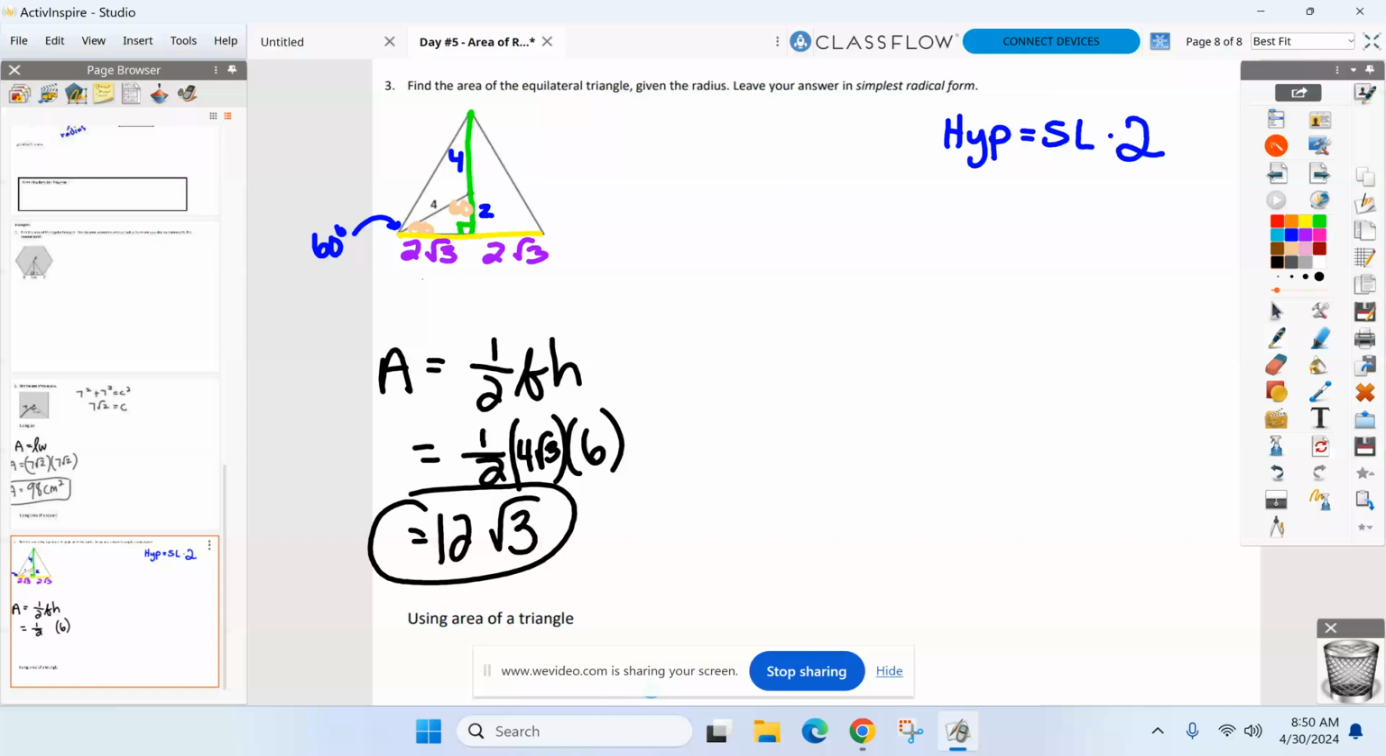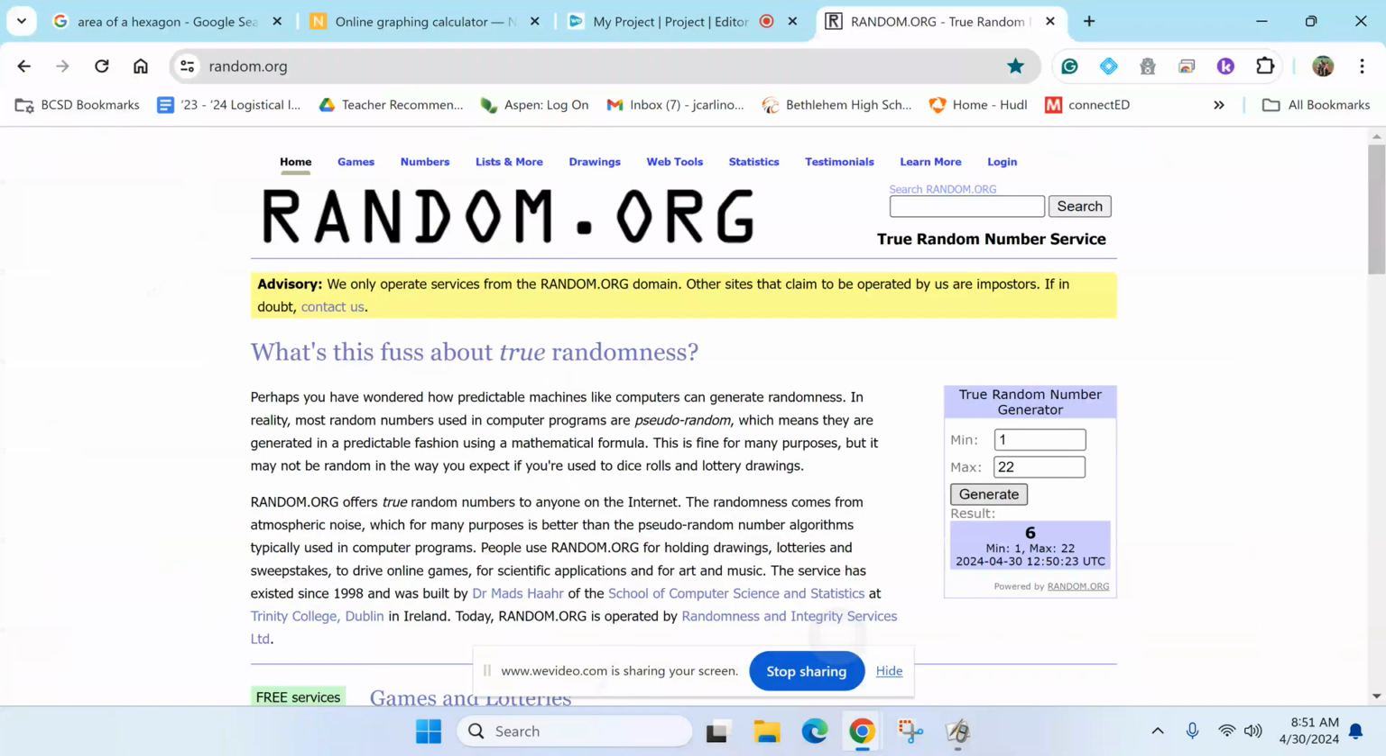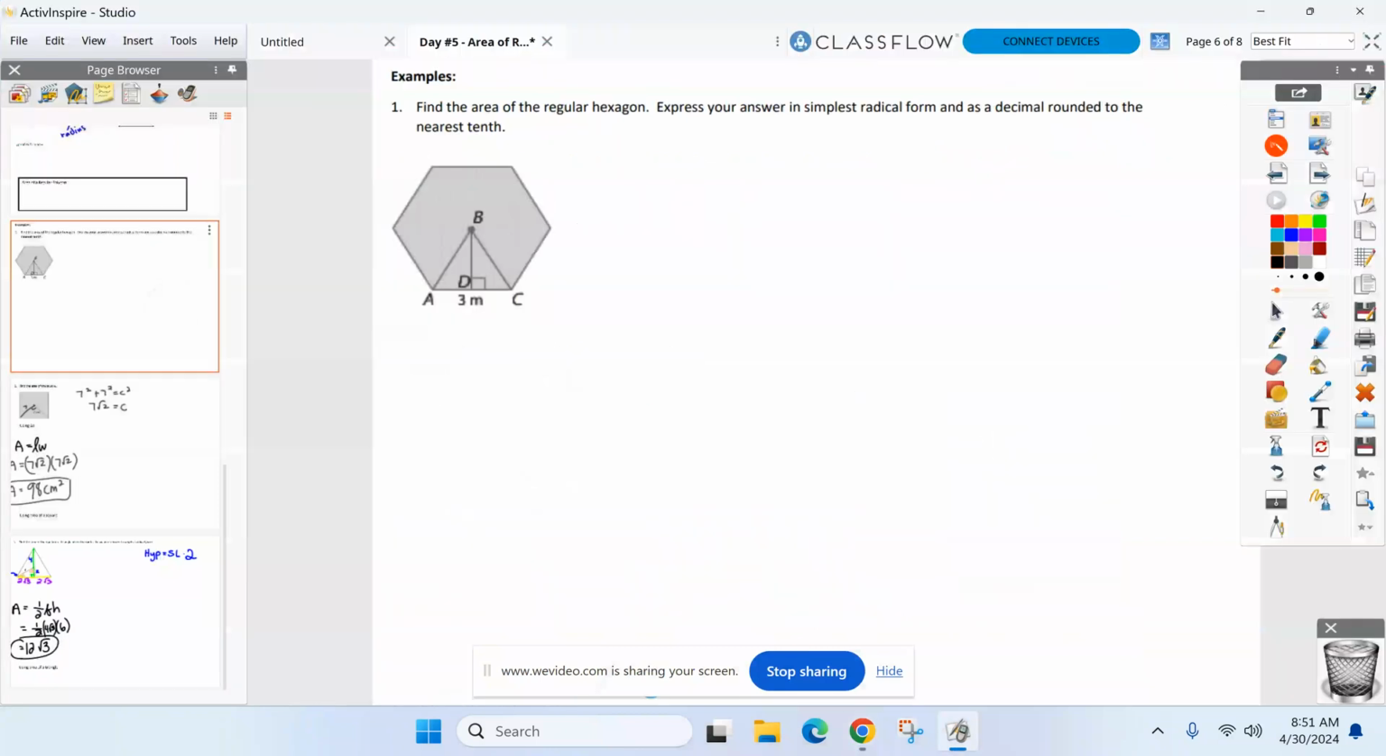Here's the problem we're going to run into on our last one. What if I don't have a formula? Go back to problem number 1. What happens when I don't have a formula? What is this figure? What am I asking you to find the area of? Cormac? Hexagon. It is a hexagon.